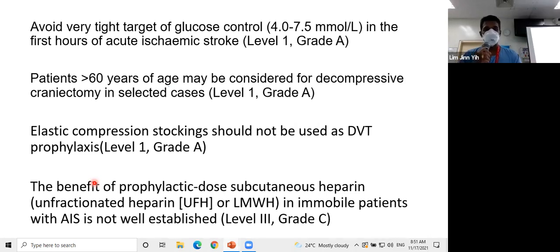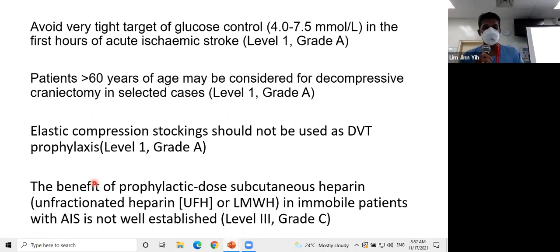Okay. Secondly, patients who are more than 60 years of age can be considered for decompressive craniotomy in selected cases. This one, of course, we may need to liaise with all the other primary teams as well. But they say even old patients can be considered for all these invasive operations.